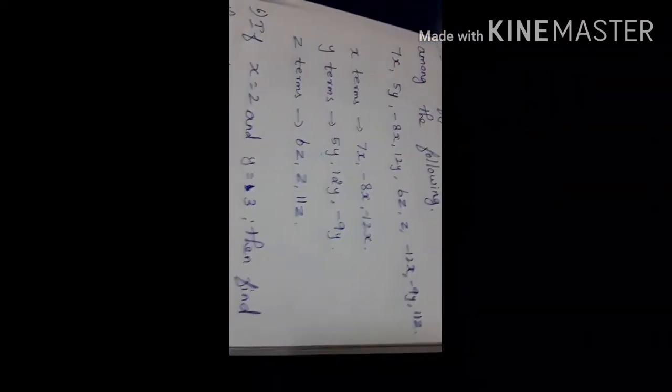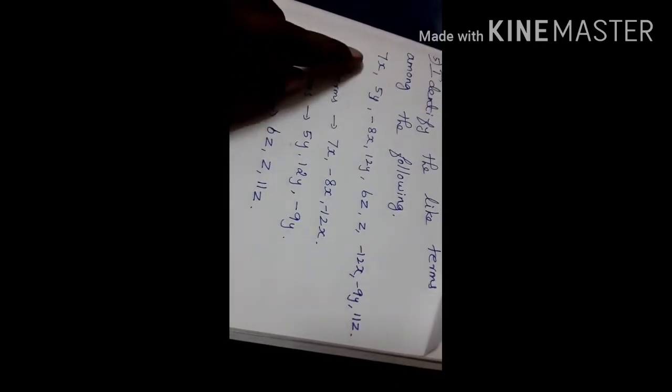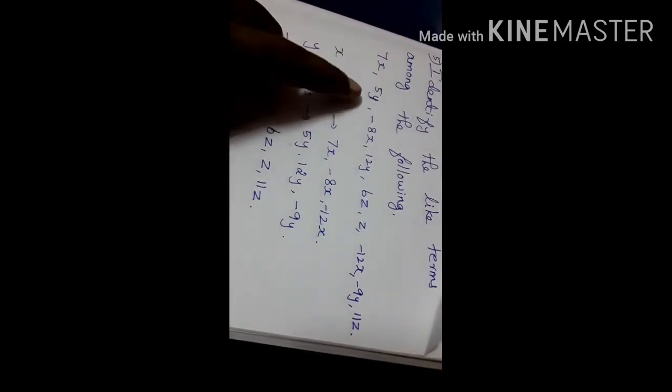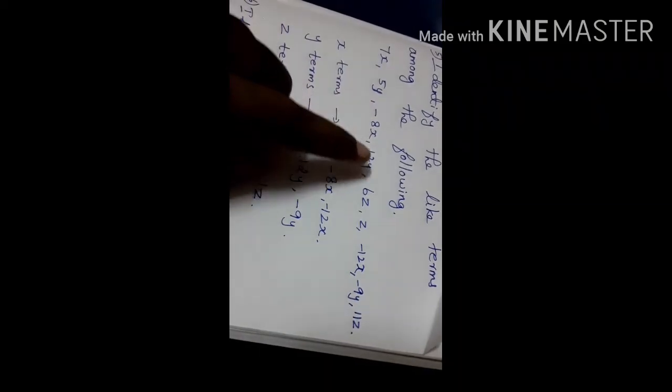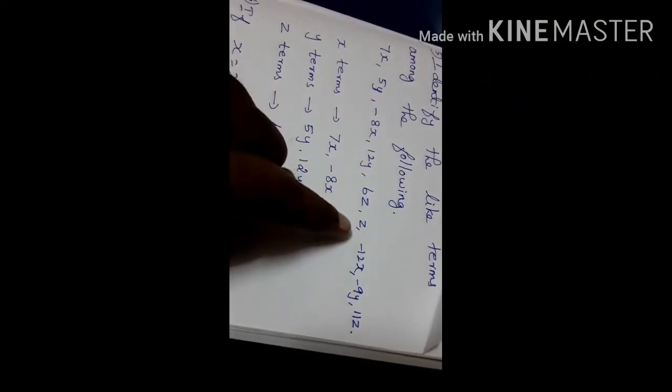So 3 and 4 are homework. Next we will see the next question. Identify the like terms among the following. So here what are the terms? 7x, 5y, minus 8x, 12y, 6z, z, minus 12x, minus 9y, 11z.